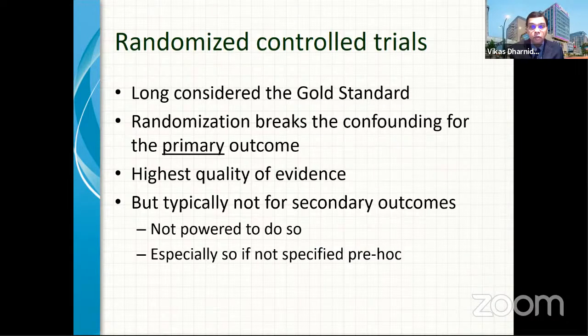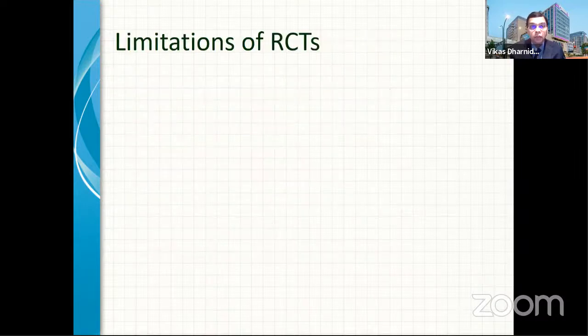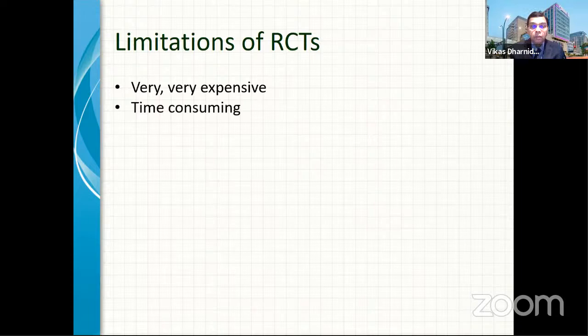And for this, there is no break in the confounding. The trials are typically not powered to look at the secondary outcomes, even if they were specified in advance of the trial, or pre-hoc. So the limitations of randomized controlled trials are actually quite a few. They are very, very expensive to run, particularly in countries like the United States, and they are quite time consuming. They may take up to 5 years, 6 years for the trial to get done.